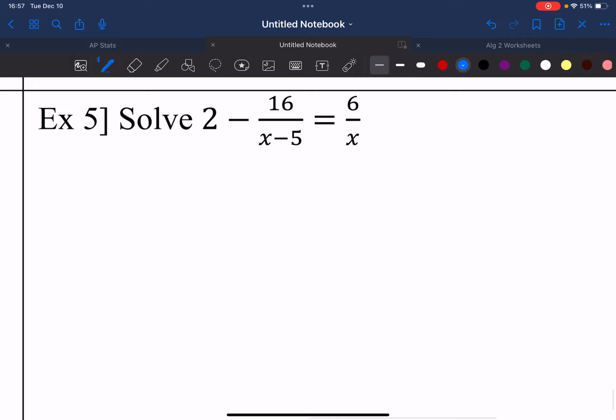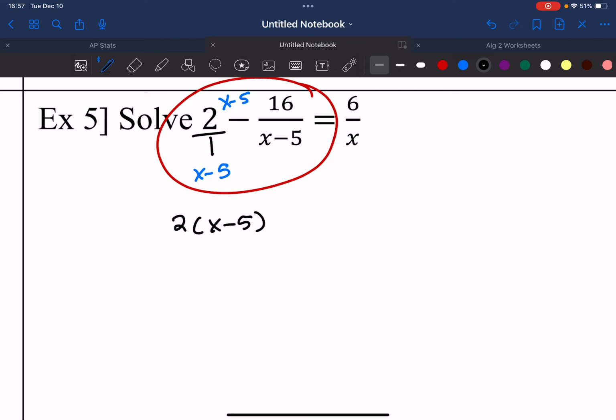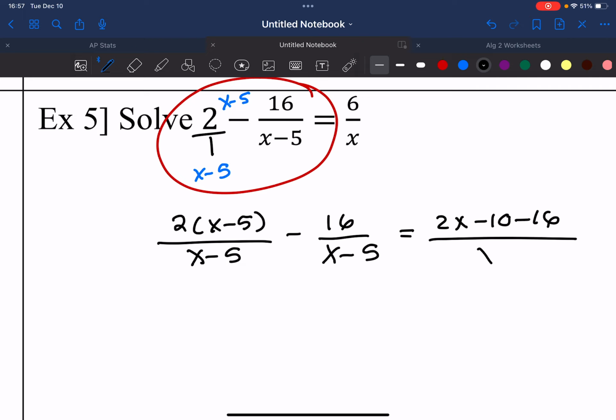Okay, number 5. Notice I no longer have a fraction equal to a fraction. So I have to turn this 2 to be 2 over 1, and then I have to simplify this part here. So in order to get them to have the same denominator, I'm going to multiply the 2 over 1 by x minus 5. So then I have 2 times x minus 5 over x minus 5 minus 16 over x minus 5. So this gives me 2x minus 10 minus 16 over x minus 5, which gives me 2x minus 26 over x minus 5.